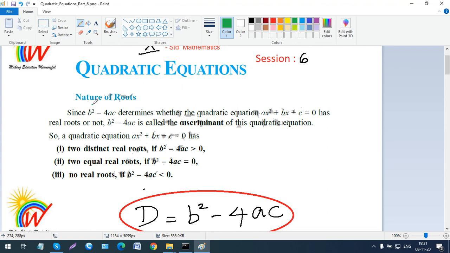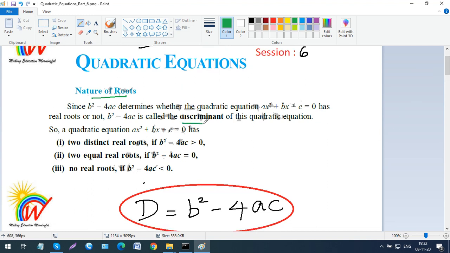All right, so nature of roots means whatever roots we are finding, are they real or not, and are they equal or not. If they ask you what is the nature of the roots, you don't have to actually find the roots, right? It's a waste of time. You just have a formula to find that. That's called the discriminant. This is D, the discriminant, and the formula goes like this: D is equal to b square minus 4ac. This is what is used to find the nature of roots.